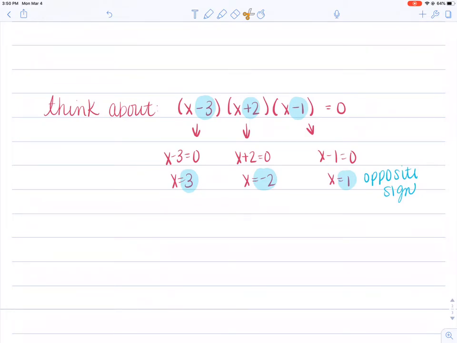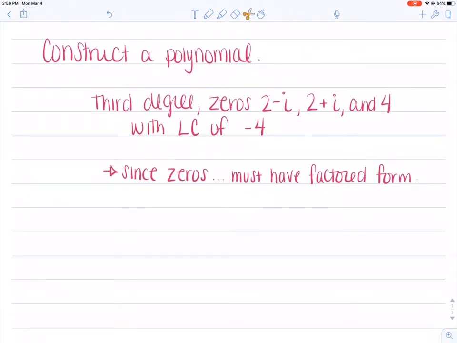So what we're going to be doing in this video is actually working backwards. They're going to give me the solutions, and I need to come up with this part right here. So here's my example. Construct a polynomial that's third degree, meaning x to the third, and it has zeros of 2 minus i, 2 plus i, and 4, and a leading coefficient of negative 4. That's the number that's going to go out front.